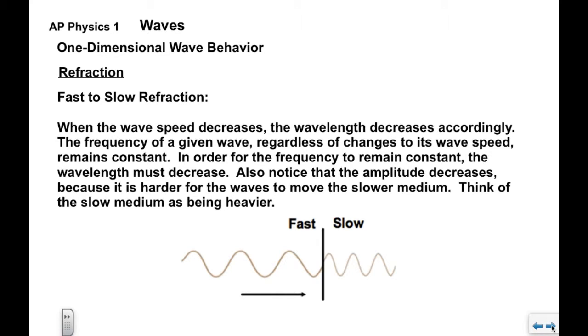It's harder for the waves to move in the slower medium. You can think of the slower medium as being a heavier spring or a heavier rope. So it's harder for it to move, and the resulting amplitude is smaller.